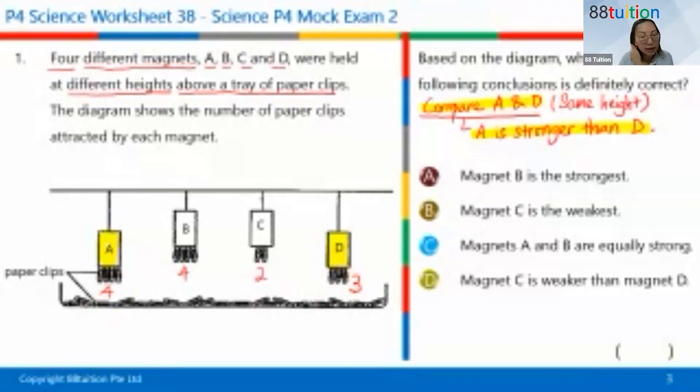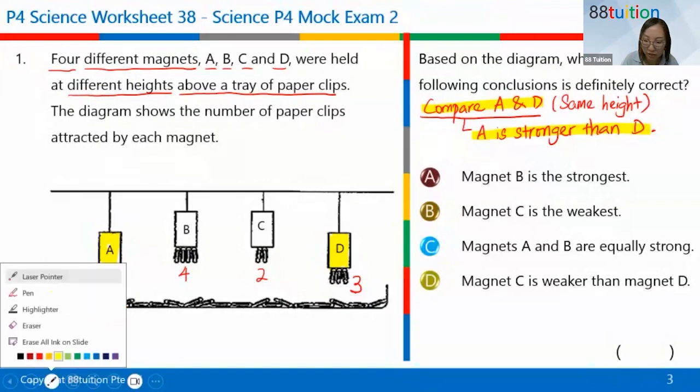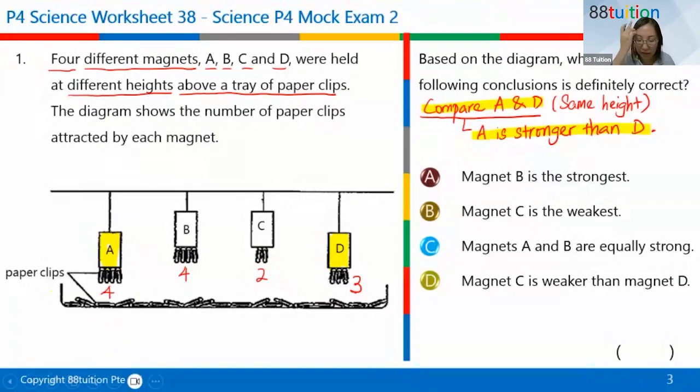Then I will cancel D straight away, because I'm looking for the strongest magnet. Hang on, this is yellow. I want to look for the strongest magnet, so I will cancel D because A is stronger than D. Magnet A is definitely stronger than D.